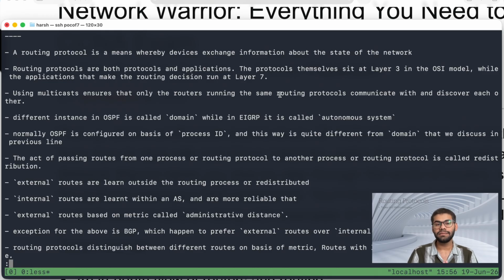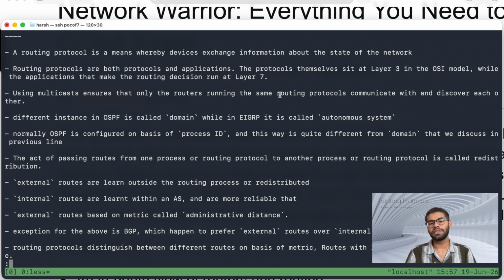A routing protocol is a means whereby devices exchange information about the state of the network. We need not statically define routes on every device, because in some organizations there may be hundreds or even thousands of devices. It is easier to have a protocol that automatically shares the routes that we statically defined on a single router, and they will be transferred to all other devices as well. This is what a routing protocol does.